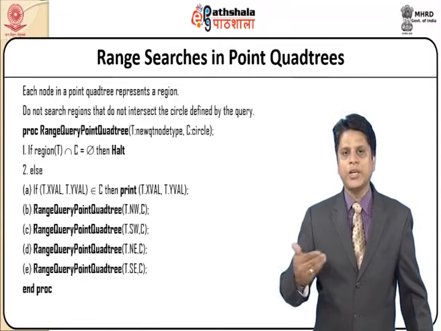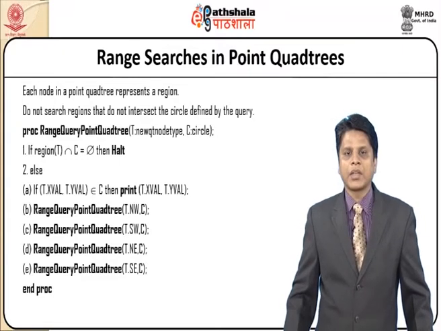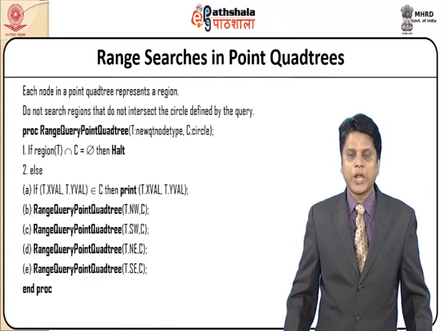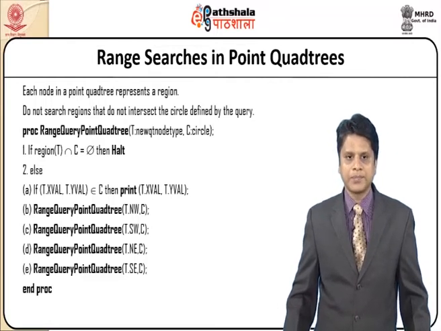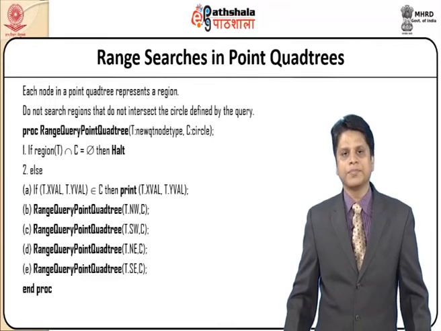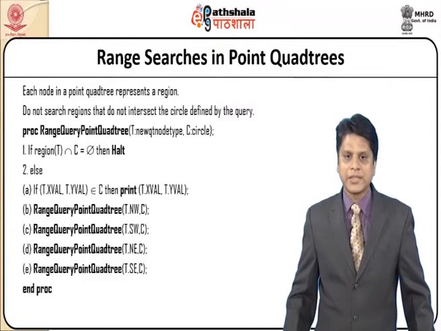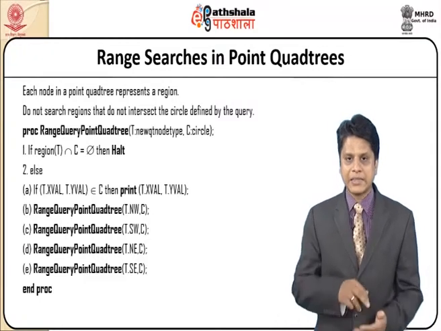As we have seen range queries in two-dimensional trees, now we will look at range search in point quadtrees. Each node in the point quadtree represents a region. Do not search regions that do not intersect the circle defined by the query.